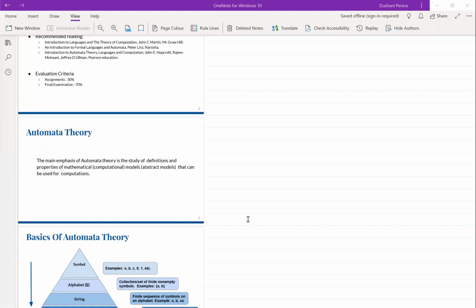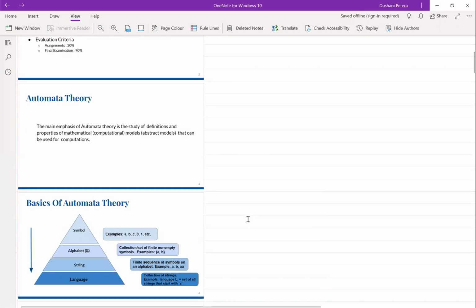So, what we discuss in automata theory basically is about computations. Automata theory in a nutshell is about computations. So, what is a computation? Well, a computation is a task or an activity that can be performed by a calculator or a computer or some sort of machine. So what we discuss in this subject is how we can mathematically model a computer or some kind of machine which performs a computation.